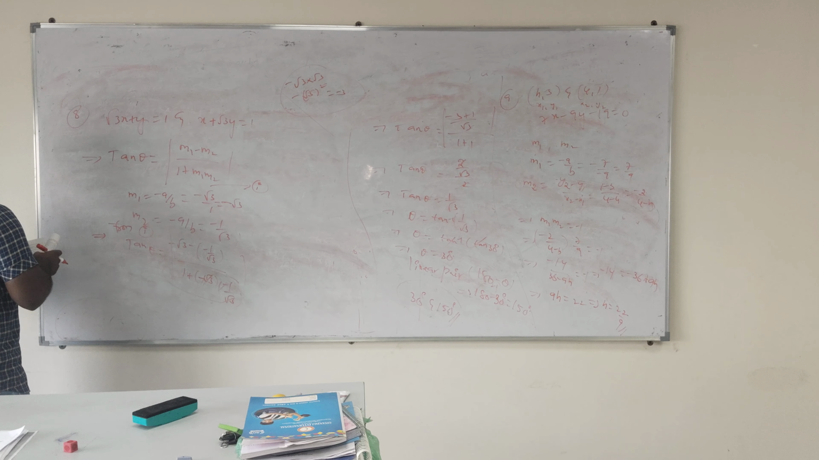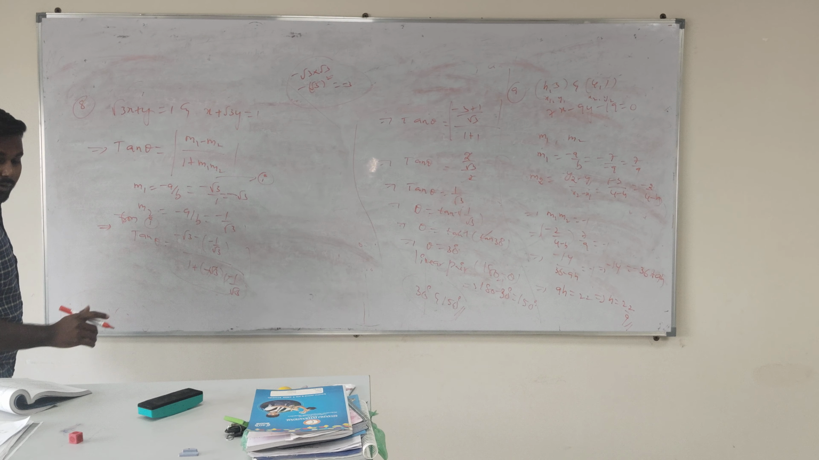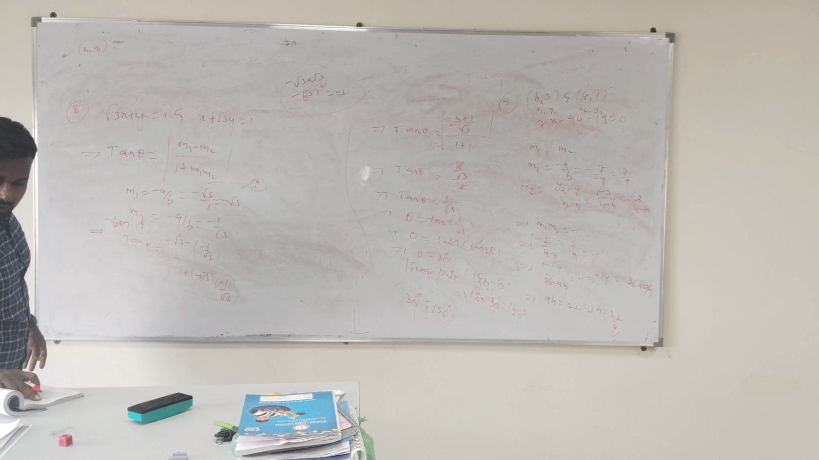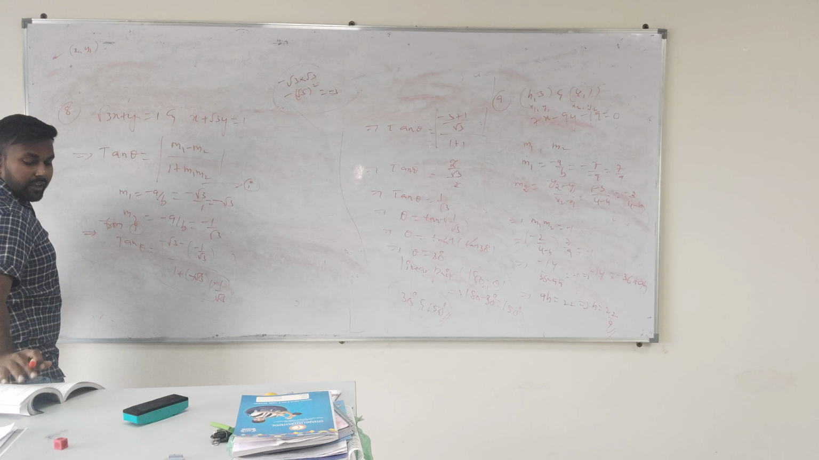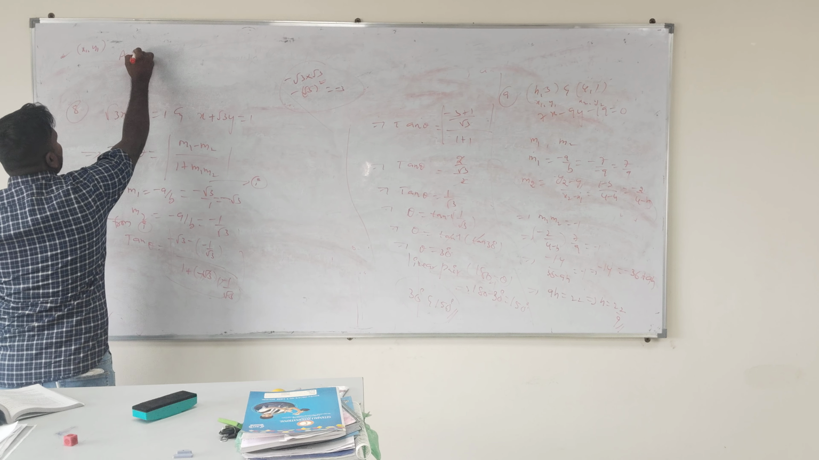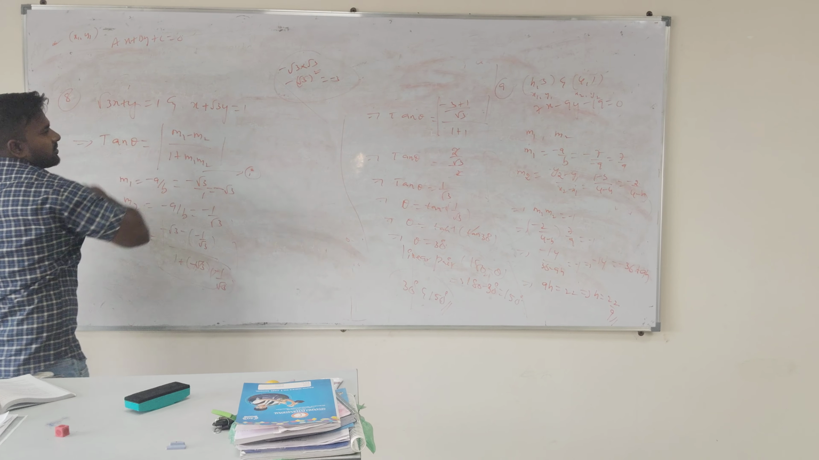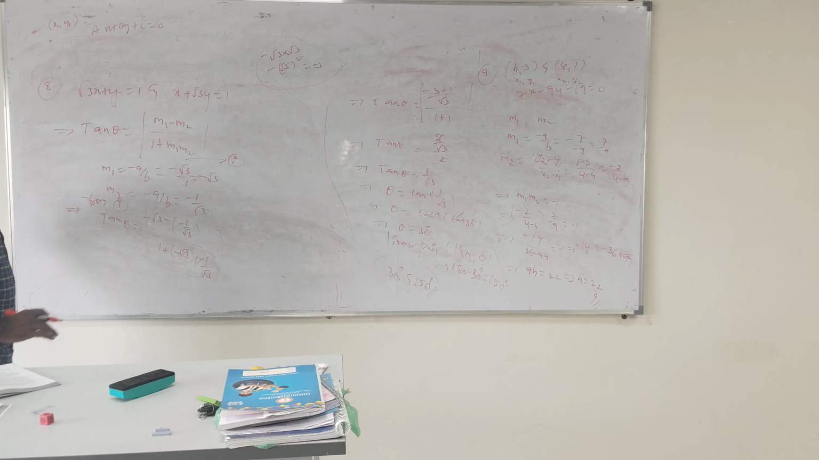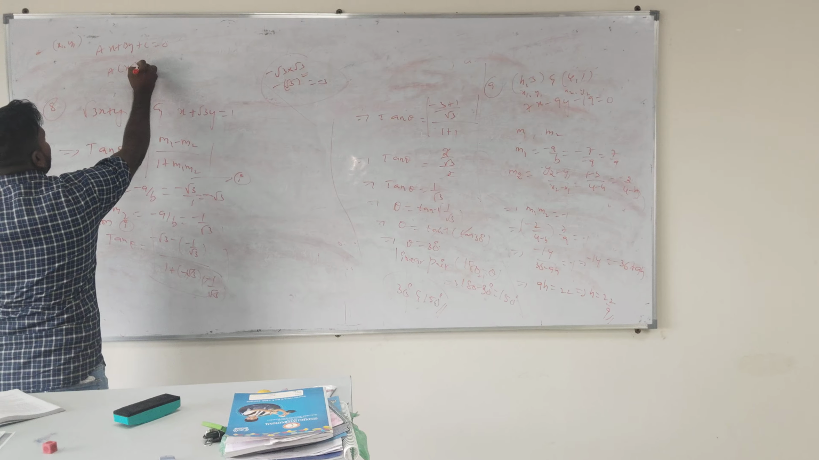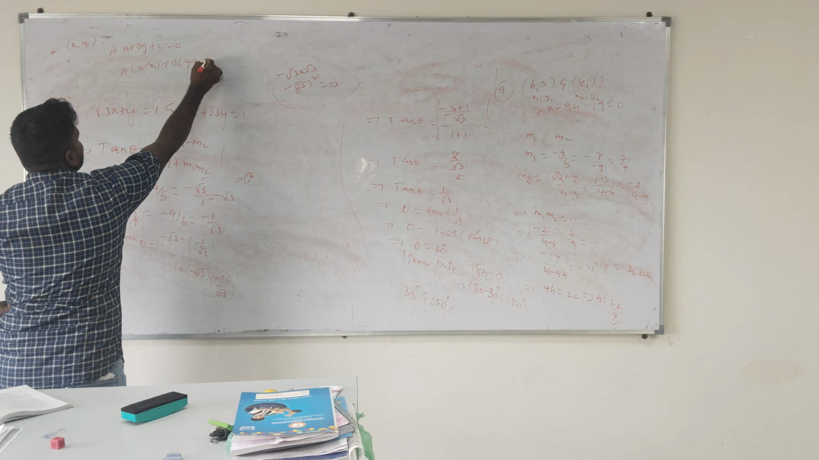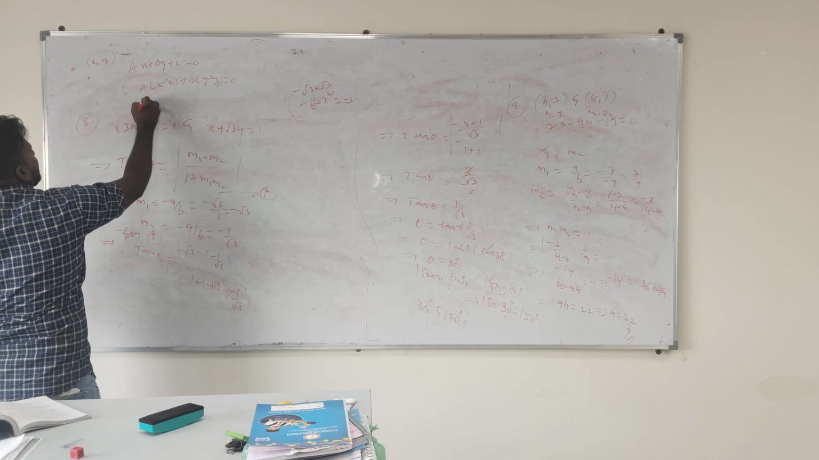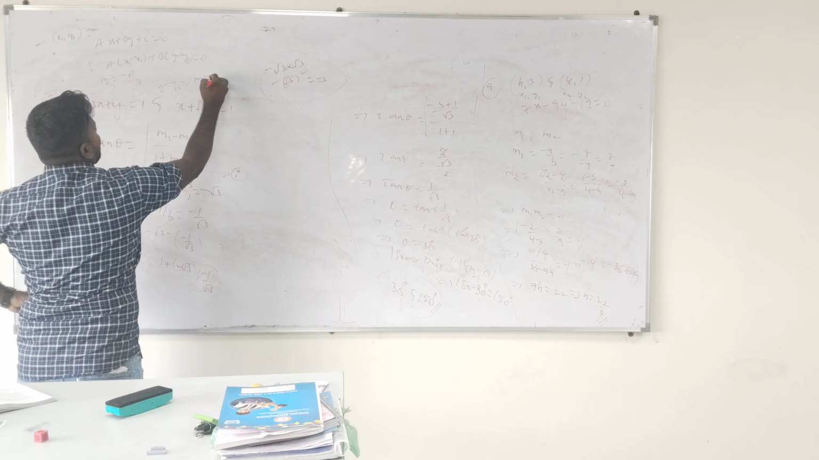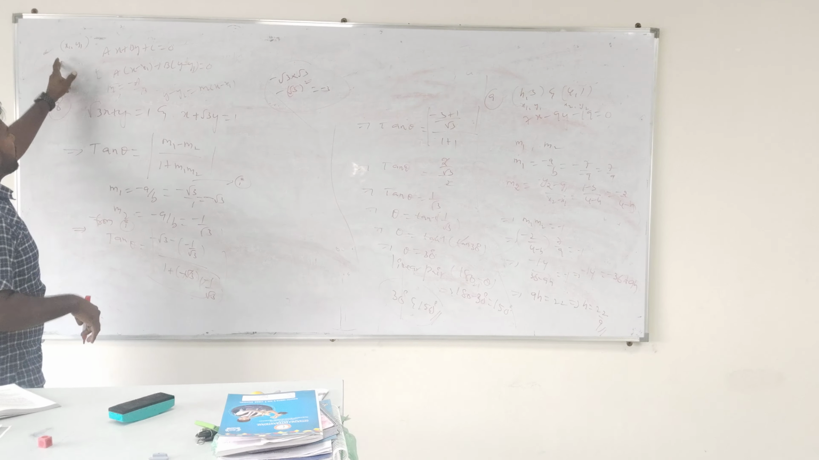So prove that the line through the point x1 comma y1, this is a theorem, and parallel to the line ax plus by plus c is equal to 0, is a of x minus x1 plus b of y minus y1 is equal to 0. Here the slope is m is equal to minus a by b, and the formula is y minus y1 is equal to m of x minus x1. You just have to substitute here.